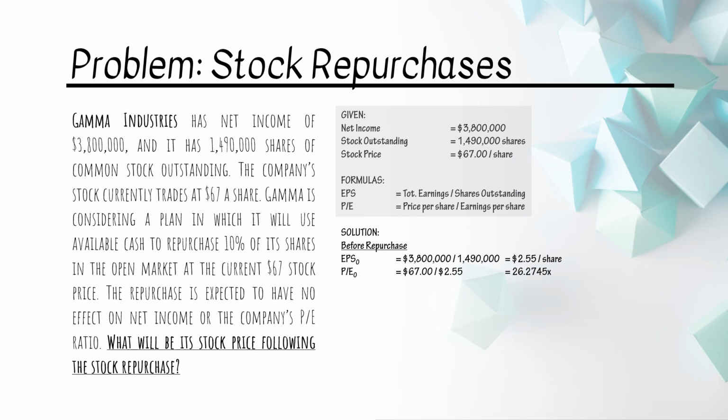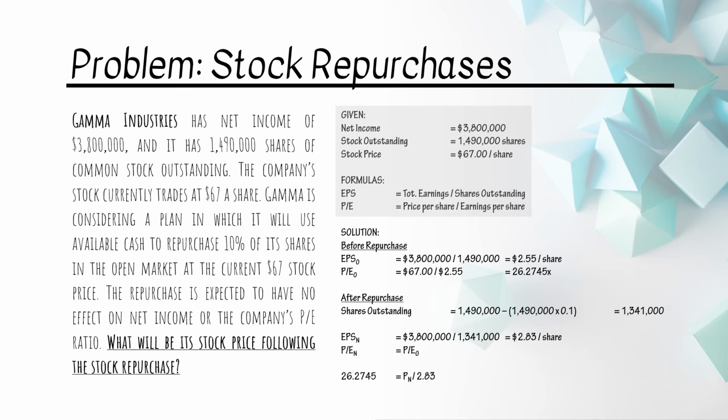Since we know that repurchasing affects EPS because it decreases shares outstanding and that it had no effect on net income and PE ratio, we can use EPS and PE ratio to find the stock price after repurchasing. The computation is as follows. EPS will be equal to 3.8 million over 1.341 million or $2.83 per share. This will be used in the PE ratio to find the new stock price. Using the previous PE ratio and new EPS, we have a result of $74.44 for the stock price.